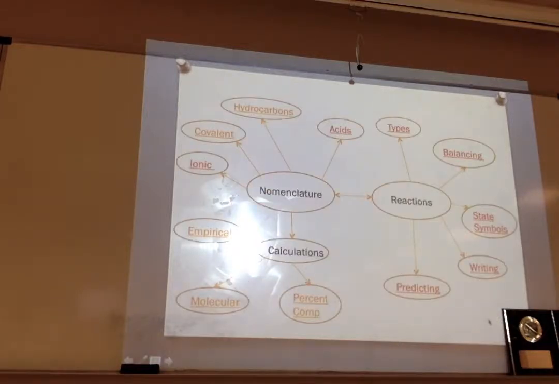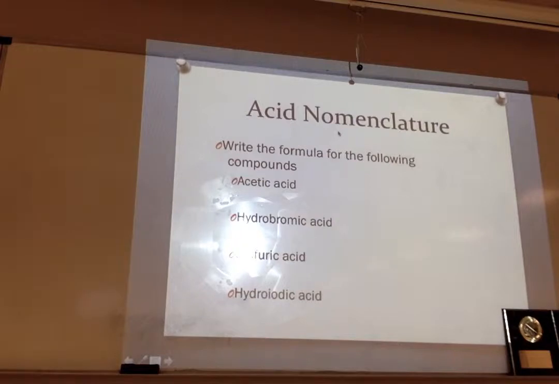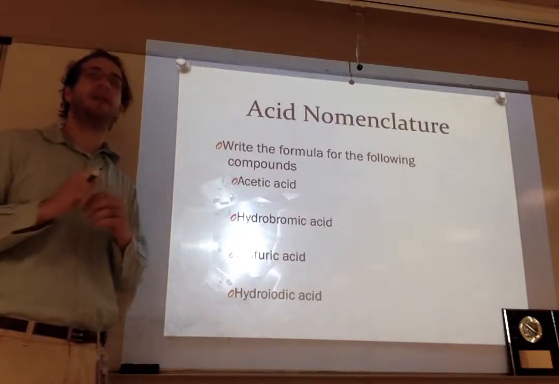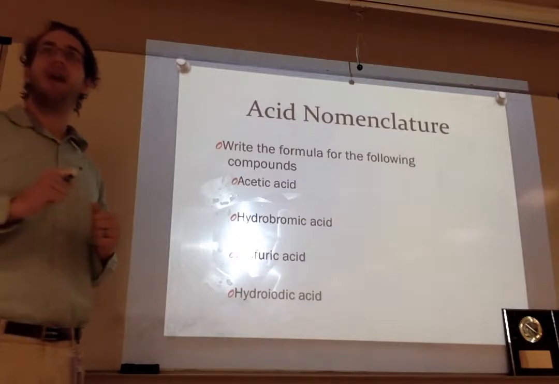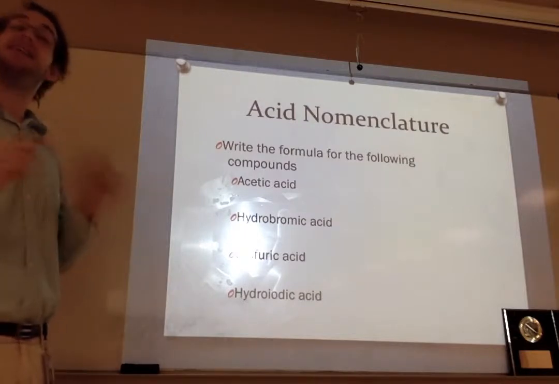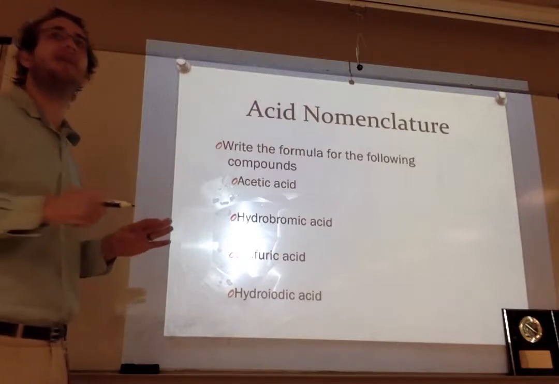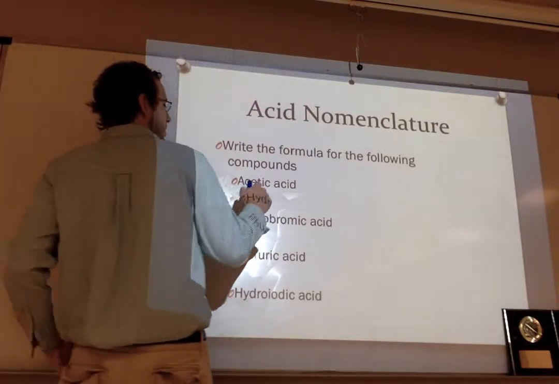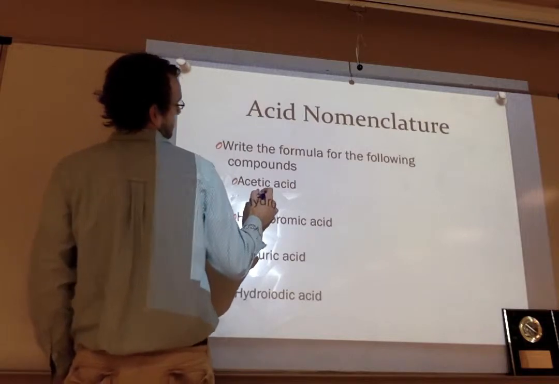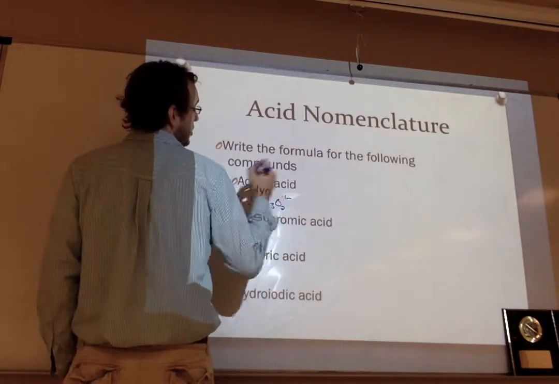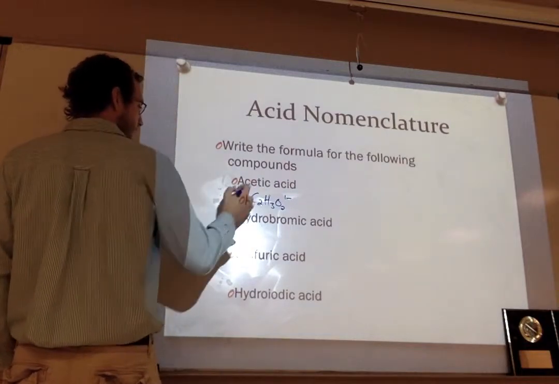Acid. Ionic. Oh, acids edged out ionic just by that much. Acids. Write the formula for the following compounds. Acetic acid. That should be super easy after our last unit. Acetic, no hydro, means it's a polyatomic acid. So what's the polyatomic? Ic goes to ate. Acetate is C2H3O2 with a 1 minus charge, making an acid. Put one H on the front.